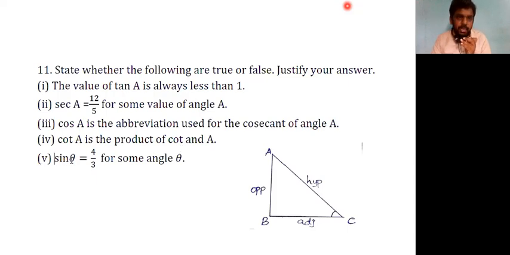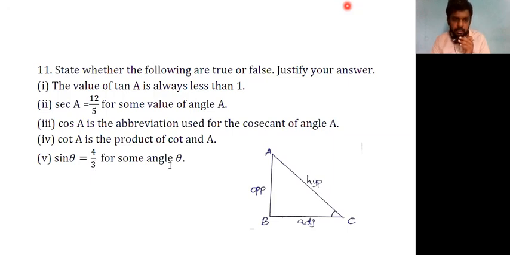Fifth one, sin theta is equal to 4 divided by 3 for some angle theta. We know that sin theta is equal to opposite divided by hypotenuse. So opposite is here, hypotenuse is here. And we know that hypotenuse will always be greater than the other two sides because the longer side of the triangle is known as hypotenuse. So for sine, the denominator should be hypotenuse, which should be greater than the numerator. Here the denominator is less than the numerator, 4 divided by 3.